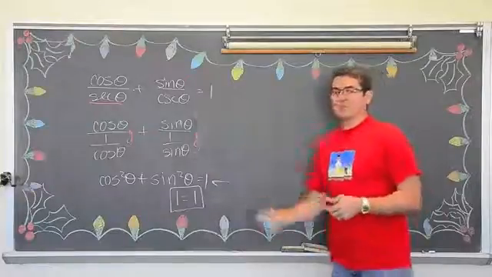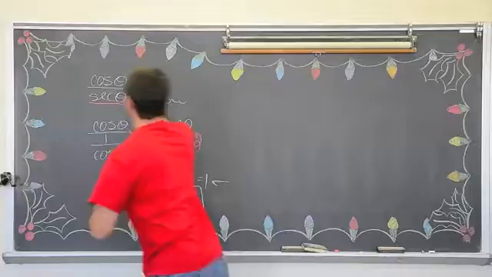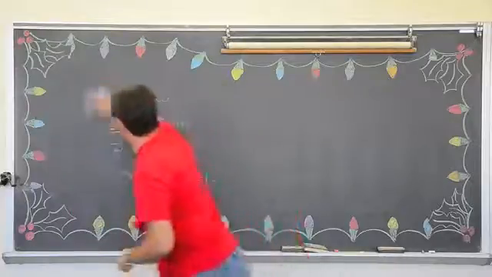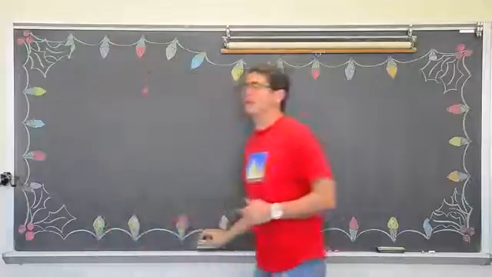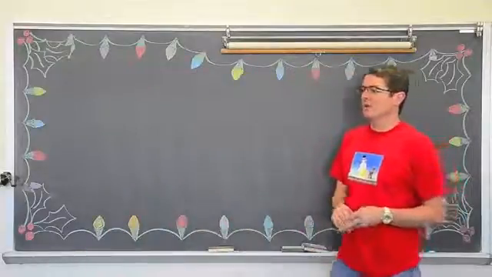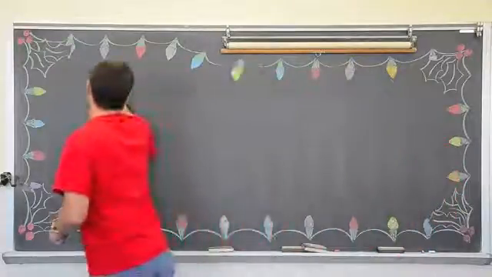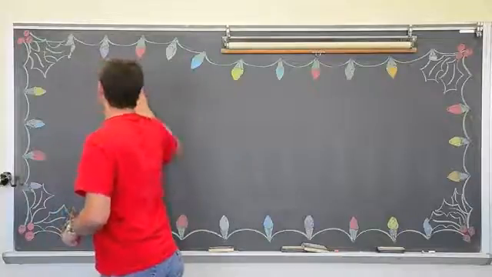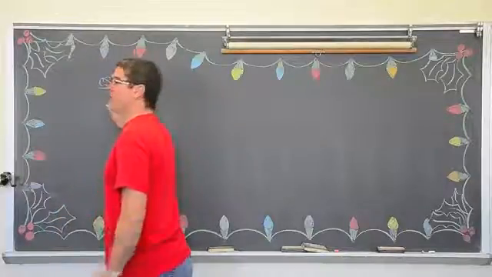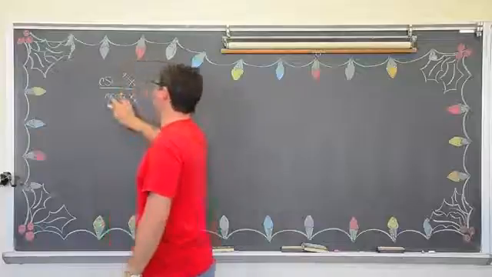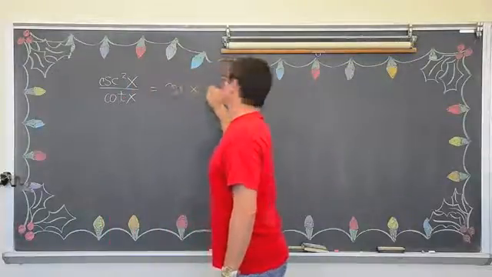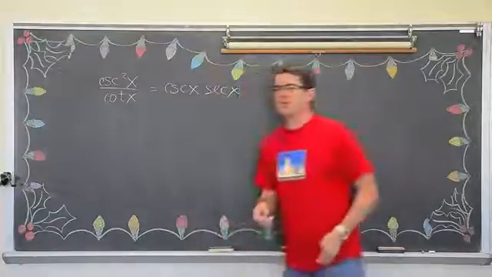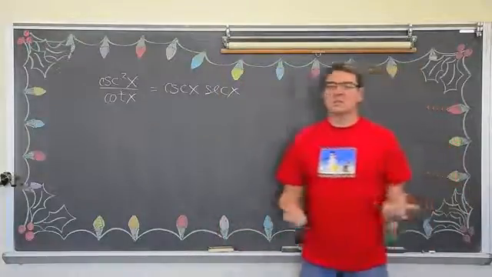We're, of course, going to be doing some more in-depth proofs. Not proofs that are going to be using just the ratios of x, y, and r, though you could do that as well. Let's take a look at another one. We got cosecant squared of, let's just call it x, over cotangent of x equals cosecant of x, secant of x. Okay, well, let's see what happens.